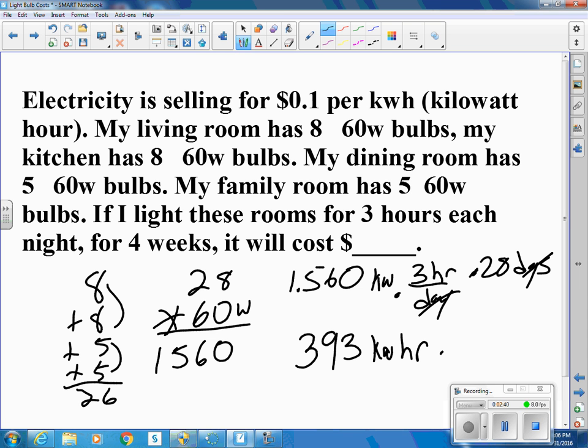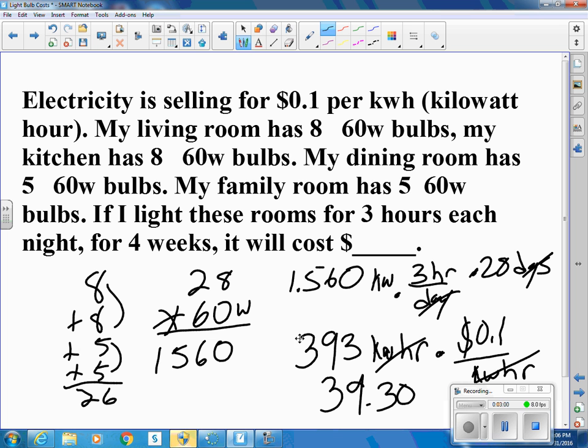And each one of those costs 10 cents. So kilowatt hours cancel, we'll just end up with money. So that just is the same as dividing by 10, multiplying by 0.1. So that will cost us $39.30.